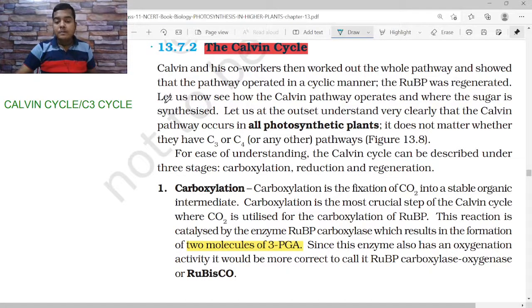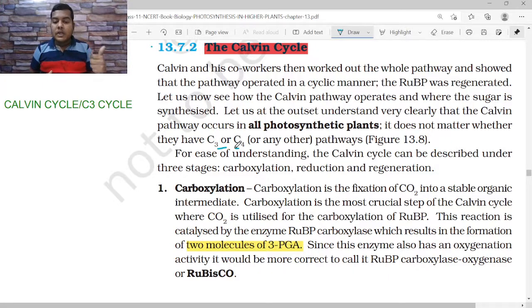Let us at the outset understand very clearly that the Kelvin pathway occurs in all photosynthetic plants. So it does not matter whether they have a C3 or C4 pathway. ठीक है, so for ease of understanding, जो Kelvin cycle है वो 3 stages में है. ठीक है, 3 stages कौन सी है? First is carboxylation, second is reduction and third is regeneration.